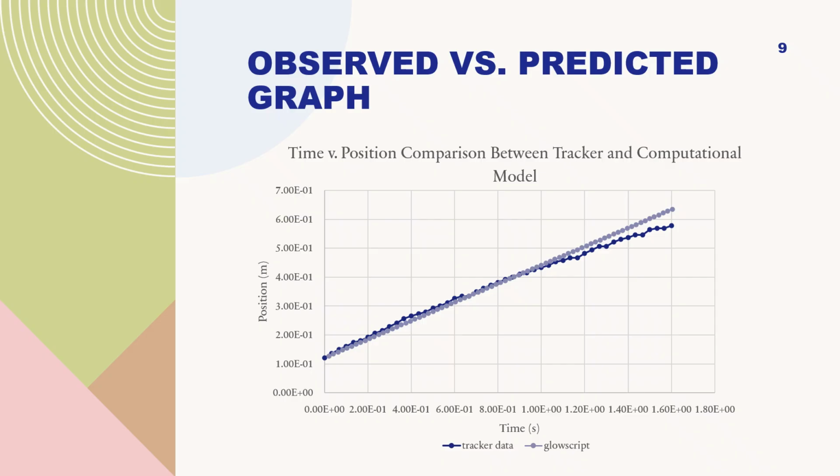In the observed versus predicted graph, what we see is that it stays very similar in the beginning, but towards the end there is a divergence between the values. We see the observed starts to slope off, suggesting that the object's speed did decrease, and this is likely due to air resistance or friction acting on the object.